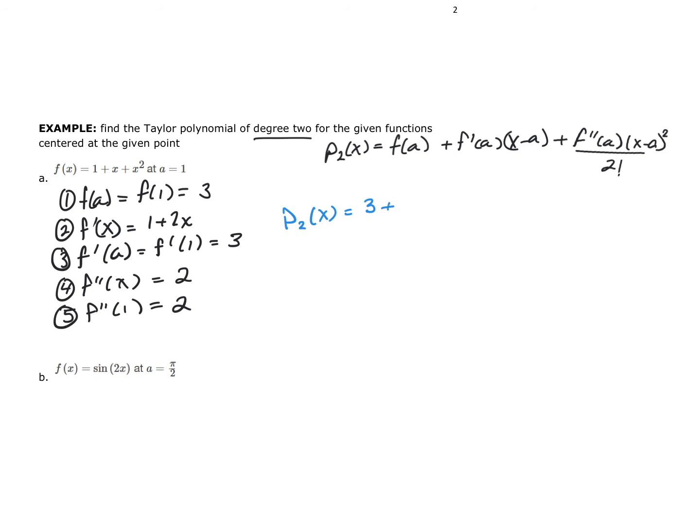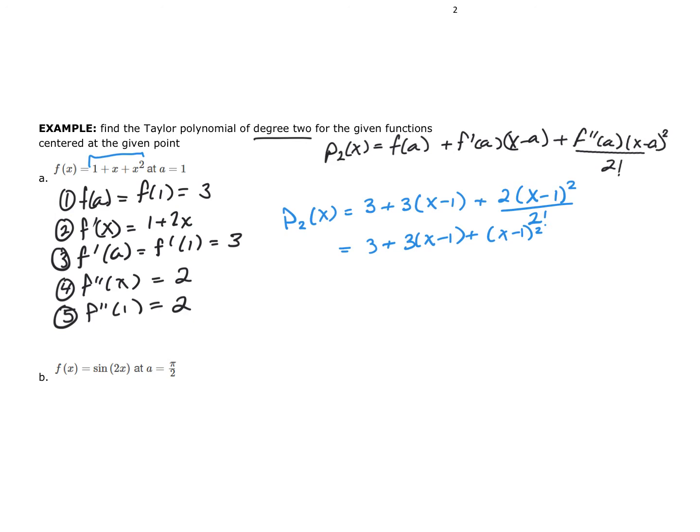F prime of a was 3, and then x minus 1, and then plus f double prime of a, which is 2, x minus 1, the quantity squared, all over 2 factorial, which is just going to be 3 plus 3(x minus 1) plus (x minus 1) squared. Now here's the thing. I could, if I wanted to, multiply all this out and simplify. And if I were to multiply all this out and simplify, I would get this polynomial.